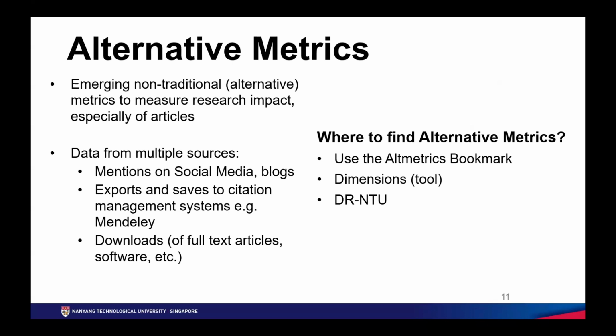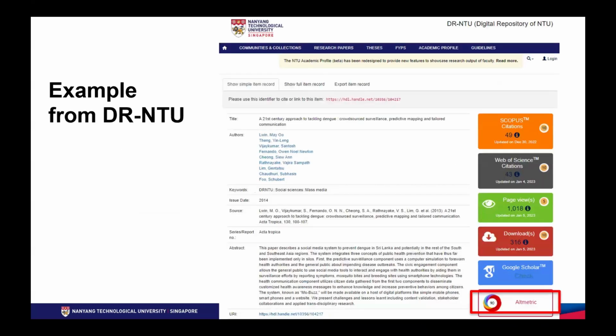Now, you can find these alternative metrics by setting up the Altmetrics bookmark on your own browser, or you can use tools such as Dimensions. Here's an example from DRNTU, which is NTU's digital repository. You can see the colorful donut right at the bottom of the screen that indicates how well used this article is.